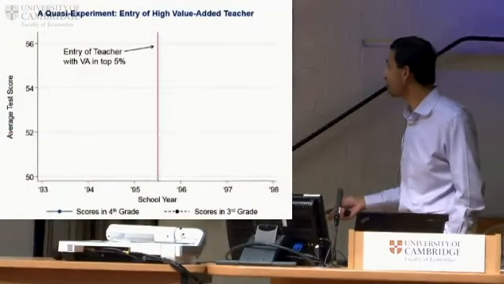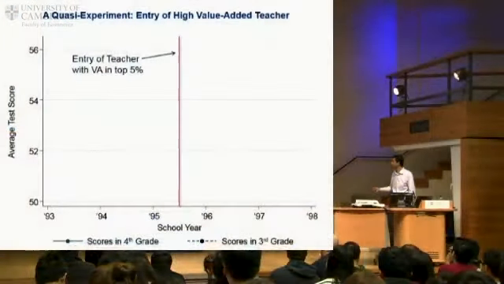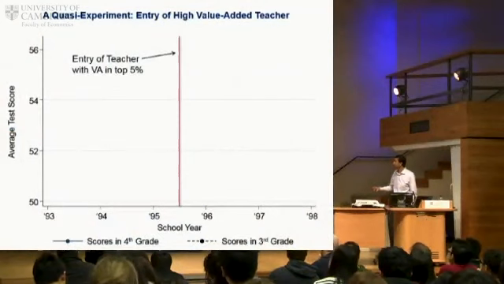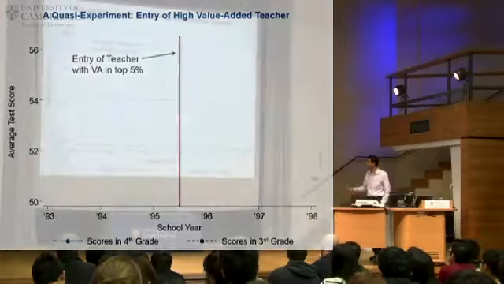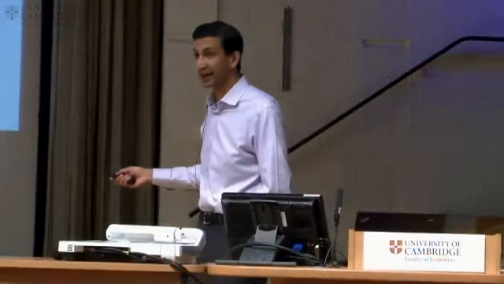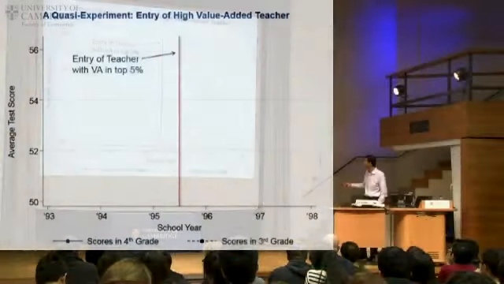So let's take a school where we're looking at students, let's say in 4th grade, and we're tracking the school over time. So every year represents a different set of kids who are arriving in 4th grade. So there are kids who get to 4th grade in 1993, then the next cohort of kids gets to 4th grade in 94, 95, and so on.